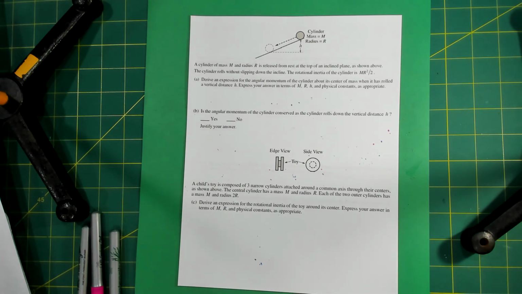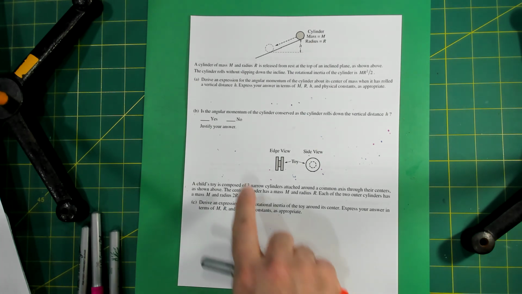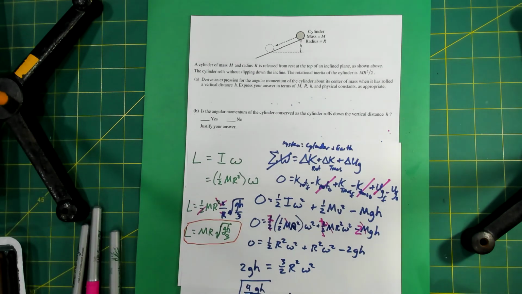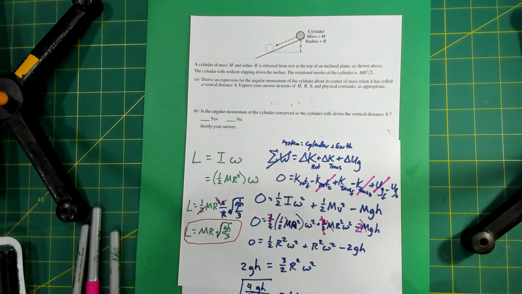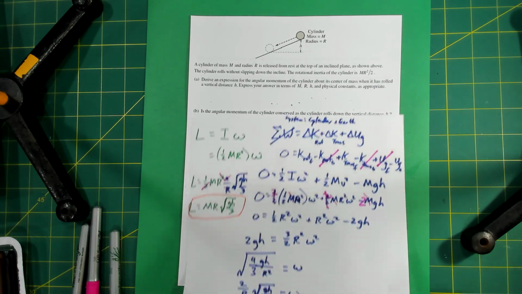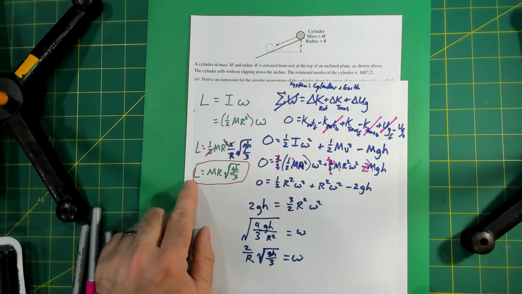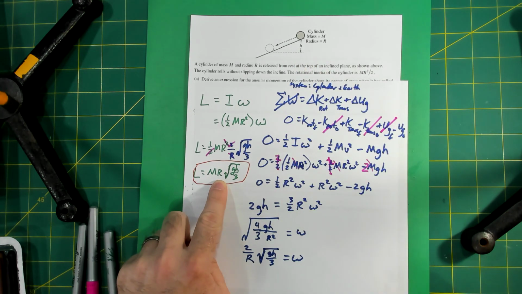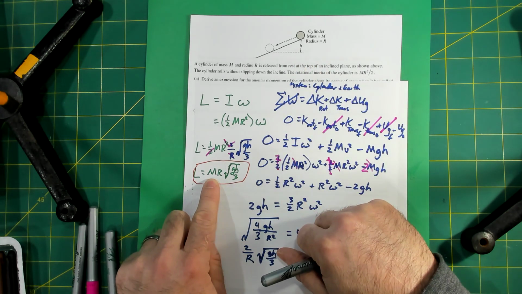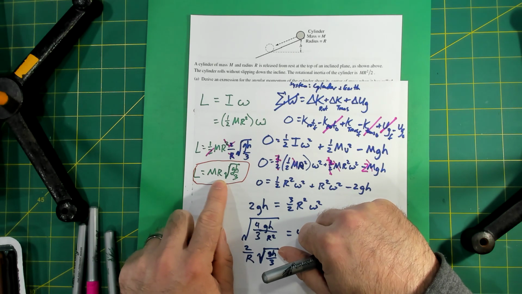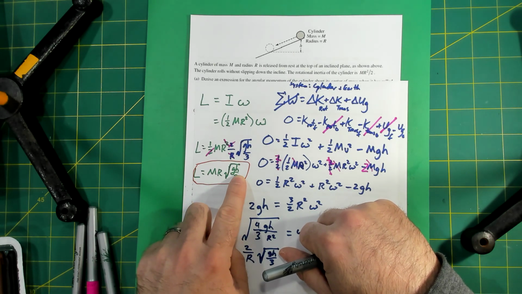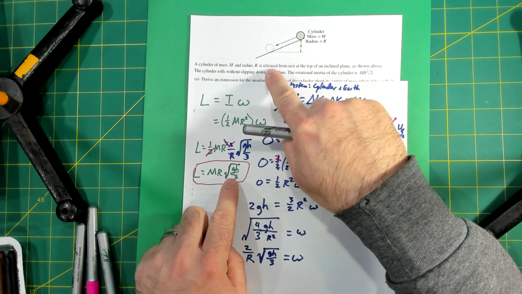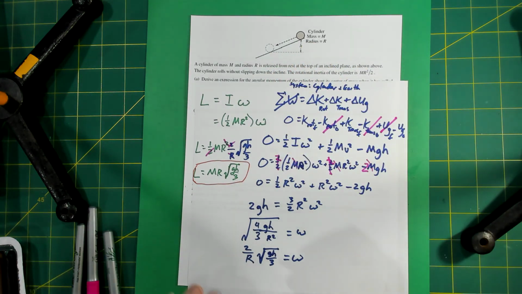Okay, the next part of the problem says, is the angular momentum of the cylinder conserved as the cylinder rolls down that vertical distance h? Yes or no, and justify your answer. So, is L conserved as it rolls down? Here's the equation for L. Is the M changing? No. Is the R changing as it rolls down? No. Is G changing? No. Is H changing? Actually, its height will be changing as it rolls down. And so L will be changing.